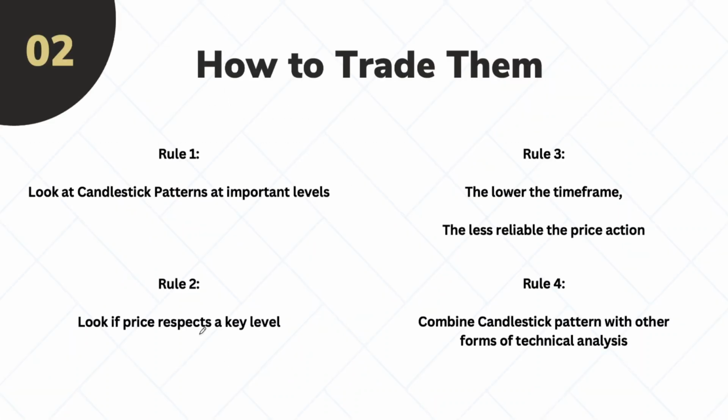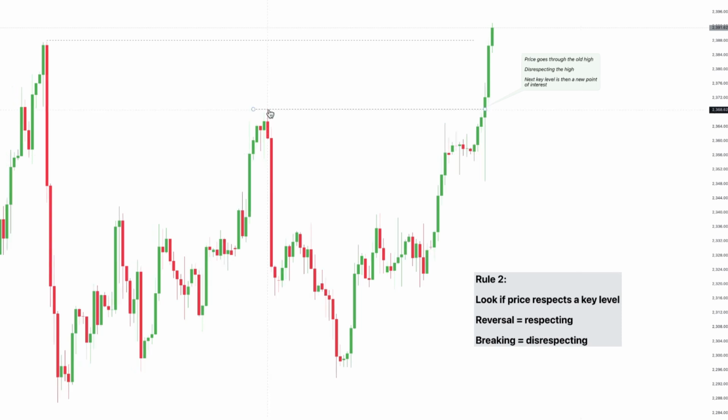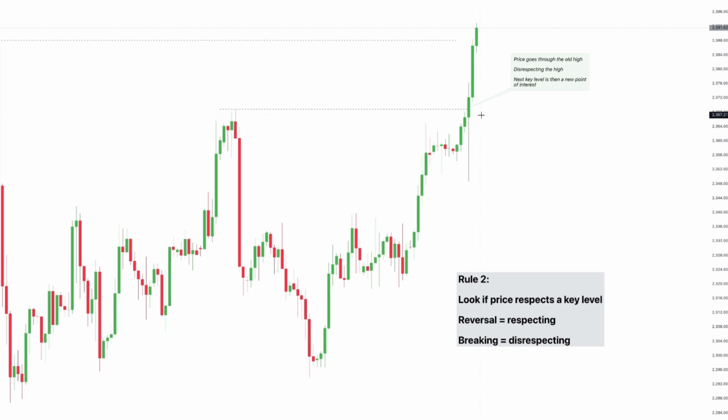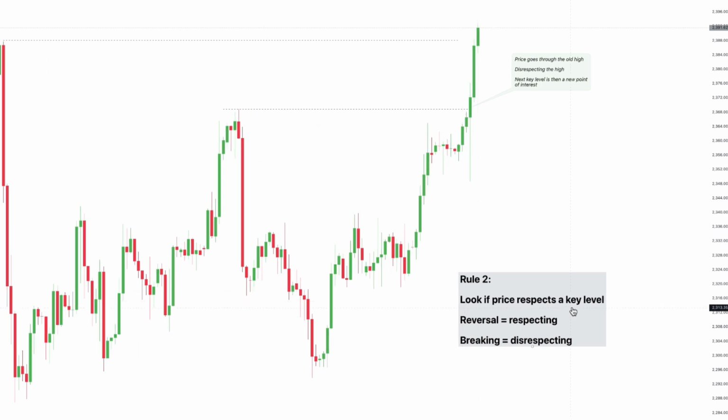The second rule is look if price respects a key level. And how it looks on the charts, look at this high. This is quite a significant high with a big move down after that high. And let's see what we do. The rule is look if price respects a key level. If we see a reversal from this high to the downside, it's respecting the key level. If it breaks it and goes higher, it disrespects the level.